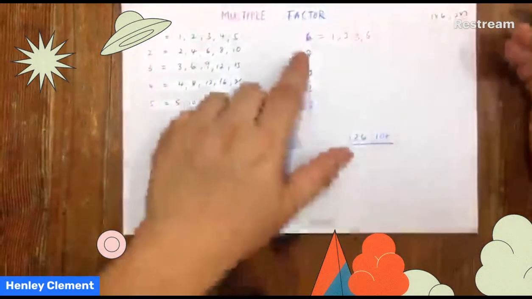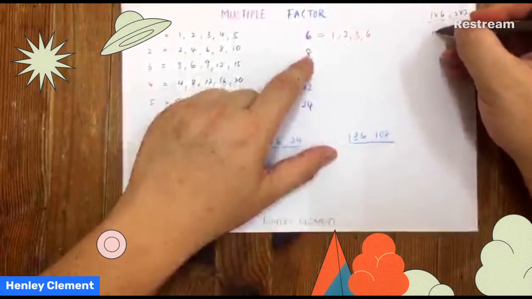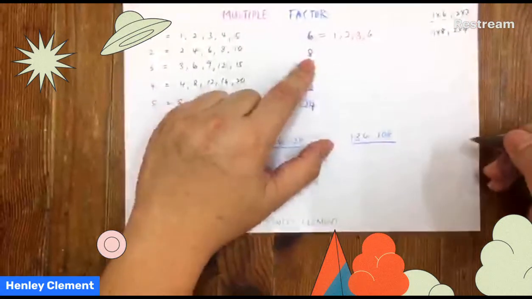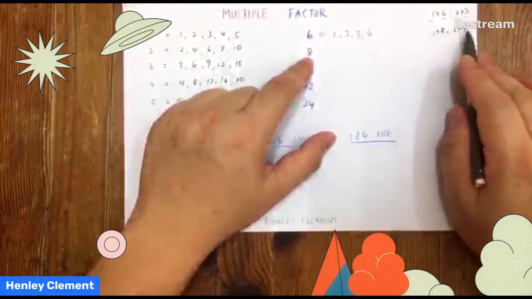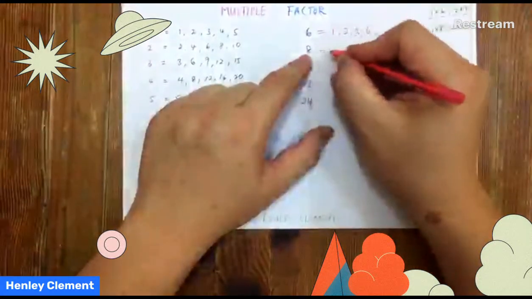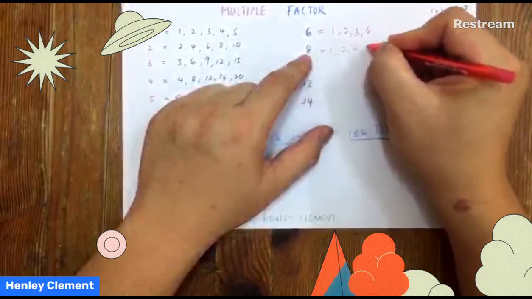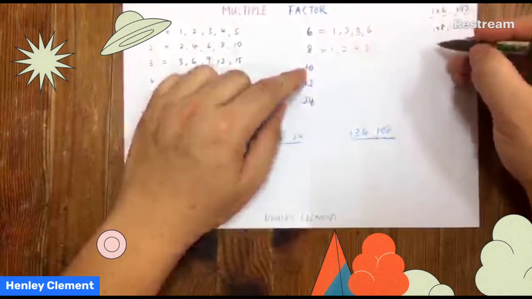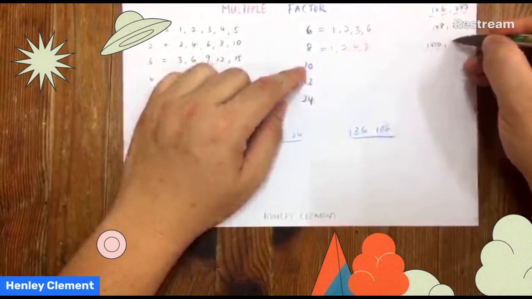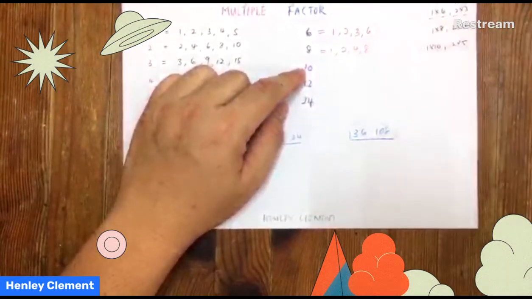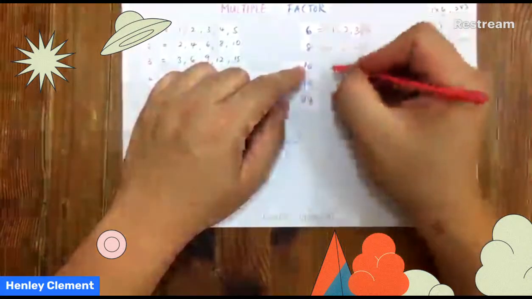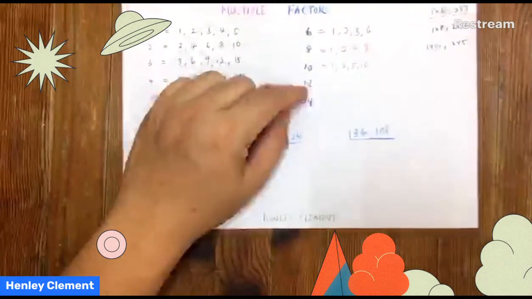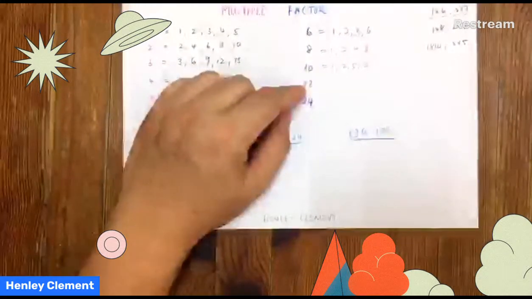Now we have 8. We know that 8 is 1 times 8, and then 2 times 4. There are no others, so I have 1, 2, 4, 8. Next we have 10. 10 is 1 times 10, and then 2 times 5. There are no others, so my answer will be 1, 2, 5, 10.